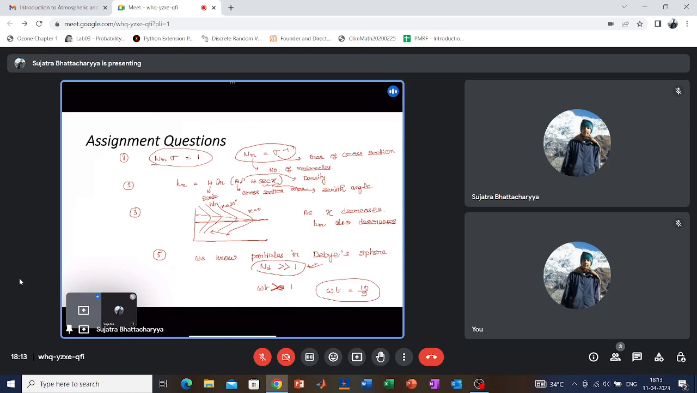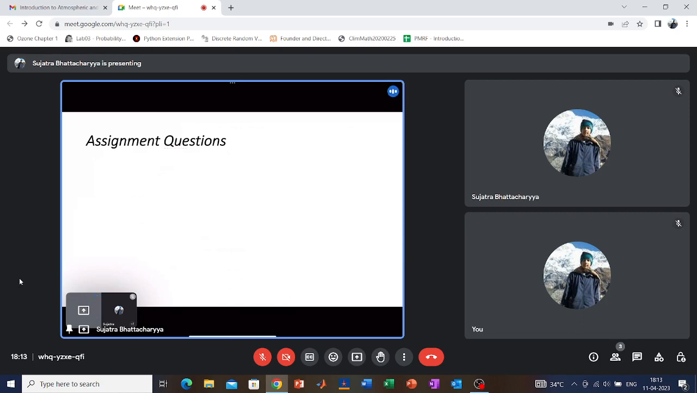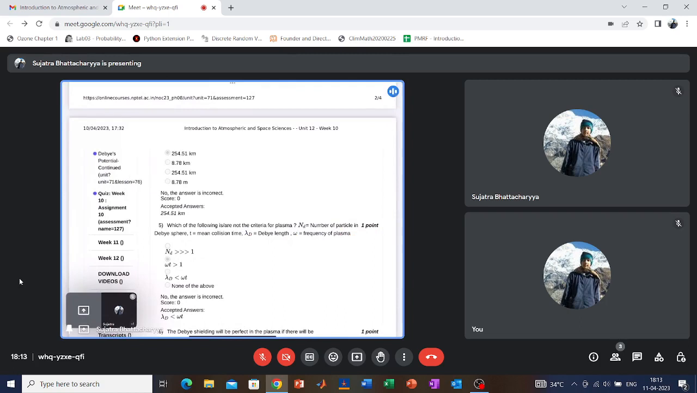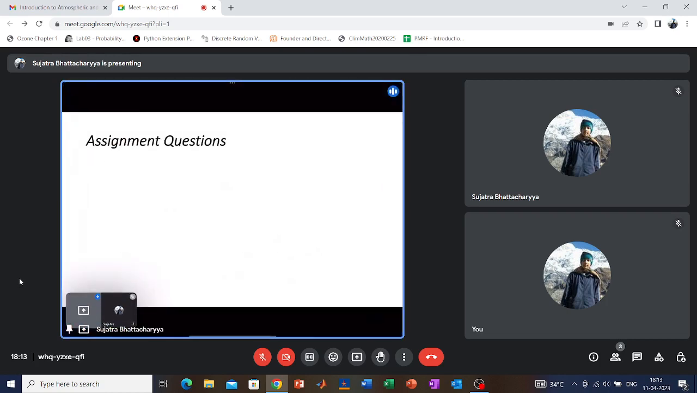So omega t is greater than 1 is also a correct option. But if you see the third option, lambda d is less than omega t. Just check the units. Lambda d is in meters. It is a unit of length. But omega t, omega is the frequency of the plasma, and we know what the unit of frequency is.